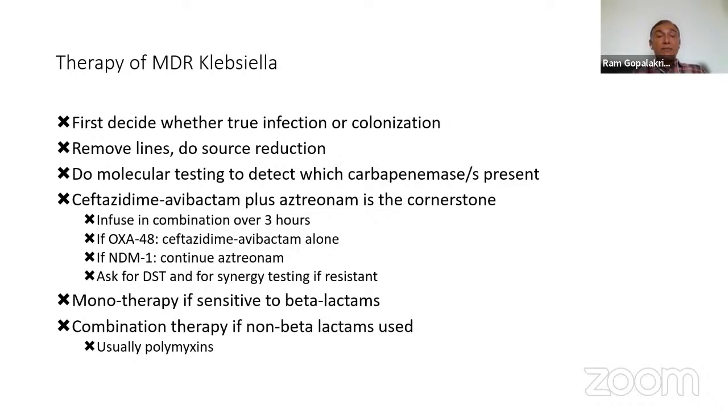Now, the current IDSA guidelines recommend monotherapy if beta-lactams are sensitive, or if it's ceftazidime-avibactam, yes, just use that alone. On the other hand, if all your beta-lactams are resistant, you're usually stuck with polymyxins and try to use combination therapy if something else is sensitive.